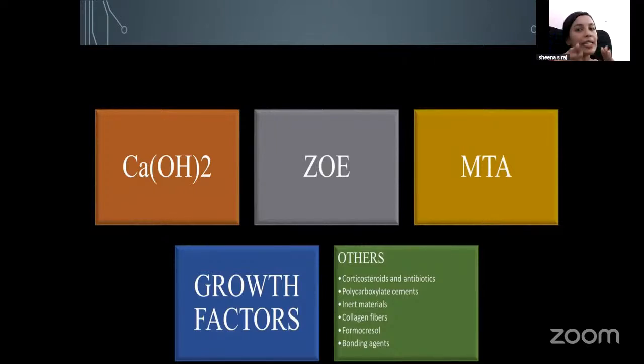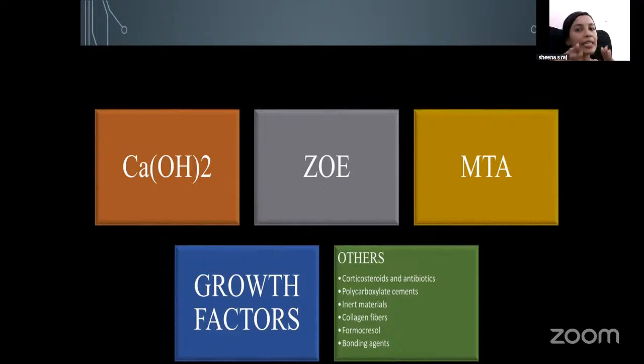And growth factors, because when we place these growth factors, they activate and form reparative dentine, etc. Other types are not much used, but have been studied: antibiotics, polycarboxylate cement, inert materials, collagen fibers, formocresol, and bonding agent. These materials also prevent further infiltration of toxic substances into the pulp, and the vitality of the pulp is maintained.